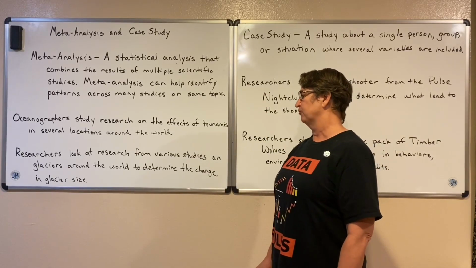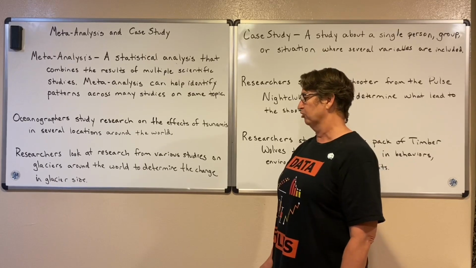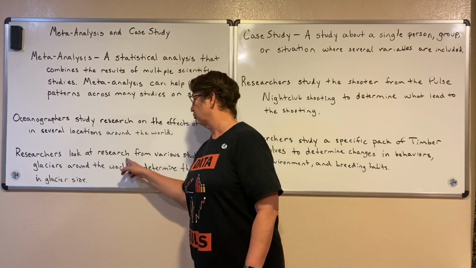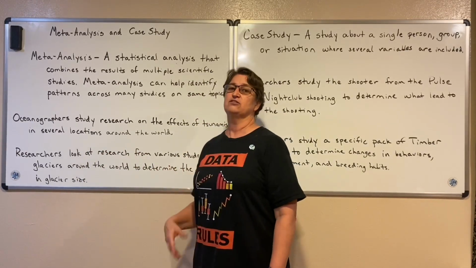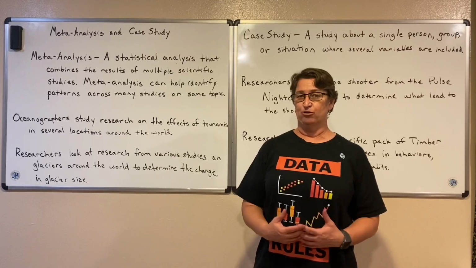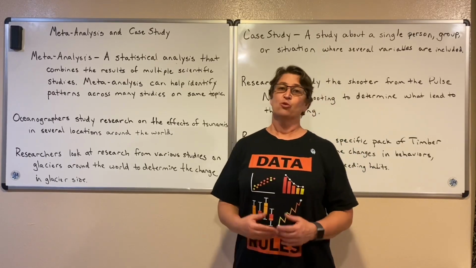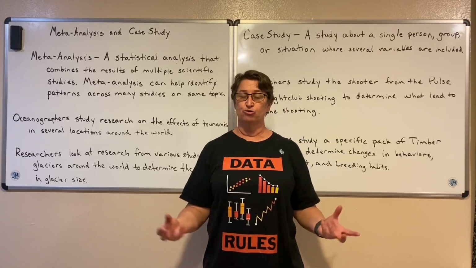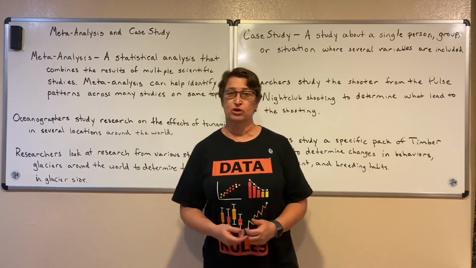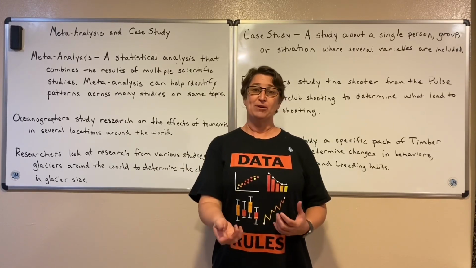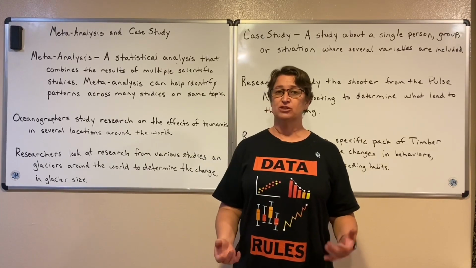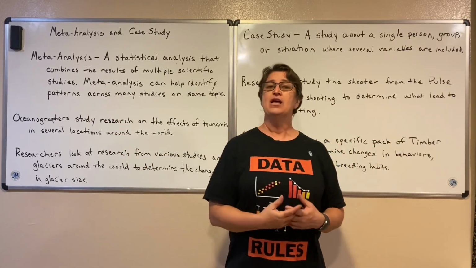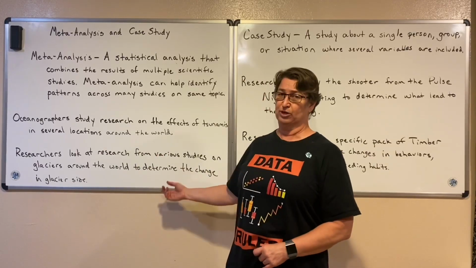Here's another example. Researchers look at research from various studies on glaciers around the world to determine the change in glacier size. So again, they're looking at the research from other studies to help them determine those changes and see patterns on glaciers. Right now, we're having the coronavirus research that's occurring all over the world. So there are all kinds of different studies going on about what kinds of medication maybe would help the patients. And there are people that look at all those different studies to help them see patterns.